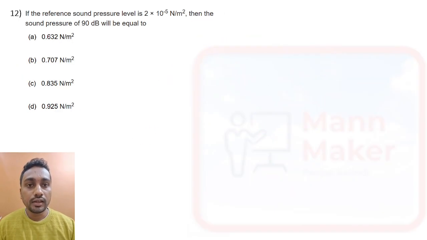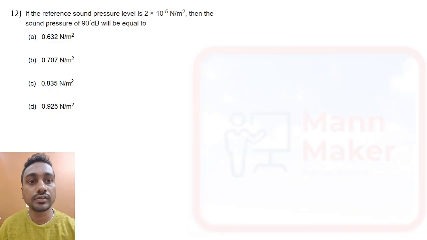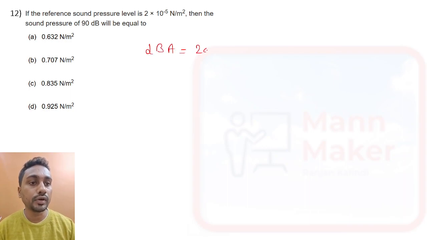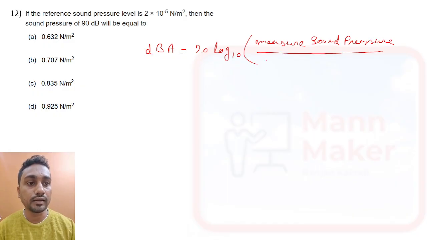Okay, if the reference sound pressure level is 2 into 10 to the power minus 5 newton per meter square, then the sound pressure of 90 dB will be. So if you see the formula for dBA, dBA is what? 20 log base 10, measured sound pressure divided by reference sound pressure. This is the formula for dBA.